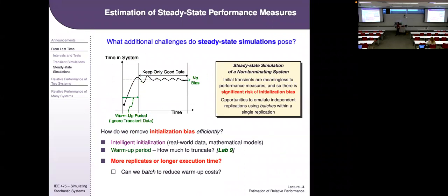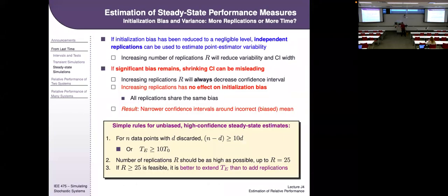And so we talked about intelligent initialization. So let's use real-world data or mathematical models to try to initialize the system so that we're putting people in the queues, we're breaking the machines down ahead of time, and so on. So things are more like the steady state system at first. Or we decide how much to truncate. And then once we know how much of those things, then we have to ask how many replicates we need to run. And if we need to run a lot of replicates, we have the extra benefit in steady state simulations that we can actually make the execution time longer. So let's do a quick review of that. And then I want to introduce batch means before we get on to relative performance estimation.